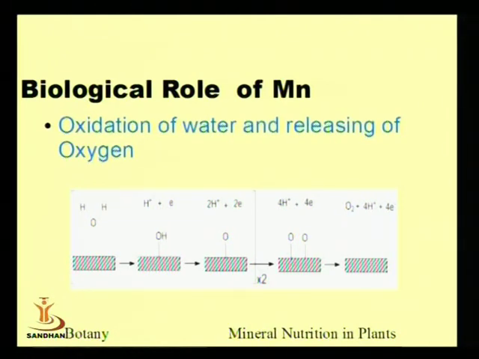Oxidation of water is very essential because whatever hydrogen is produced with this will have a major role in photosynthesis. So oxidation of water and ultimately whatever oxygen we are getting has a very important role of manganese also.